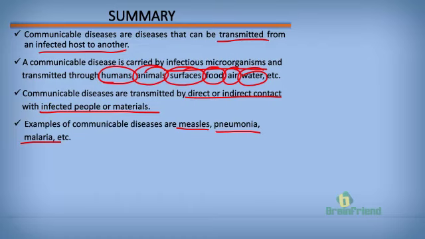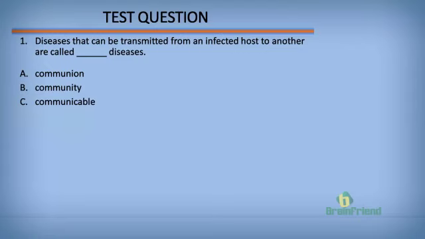So with this, we can take some questions regarding what we have learned today. Number 1 question. Diseases that can be transmitted from an infected host to another are called dash diseases. A, communion diseases. B, community diseases. C, communicable diseases. Well, the correct answer is C, communicable diseases. We say that communicable diseases are diseases that can be transmitted from an infected host to another.